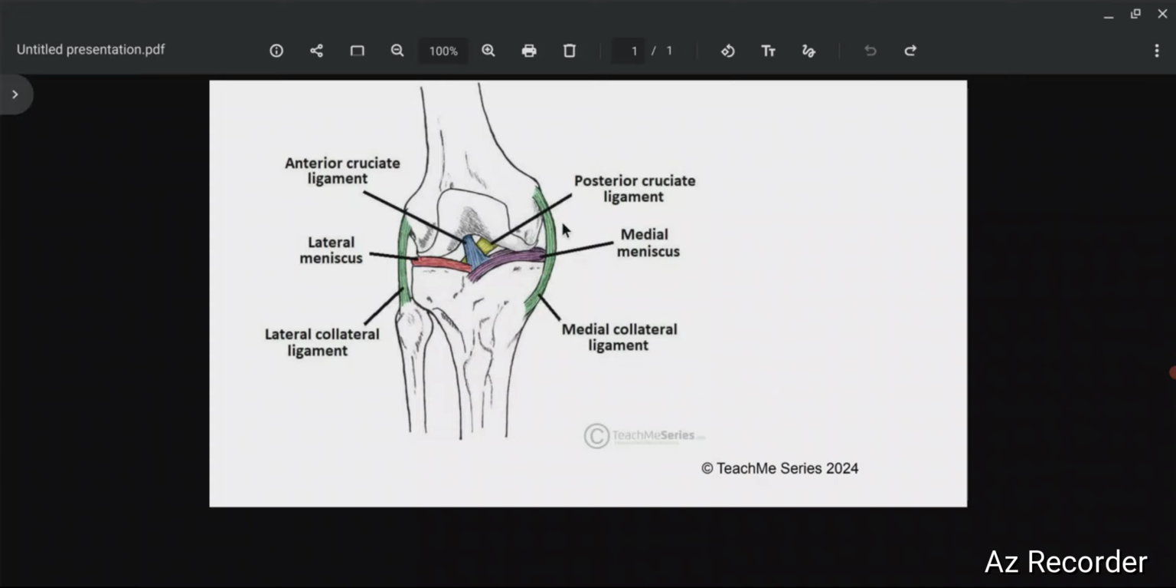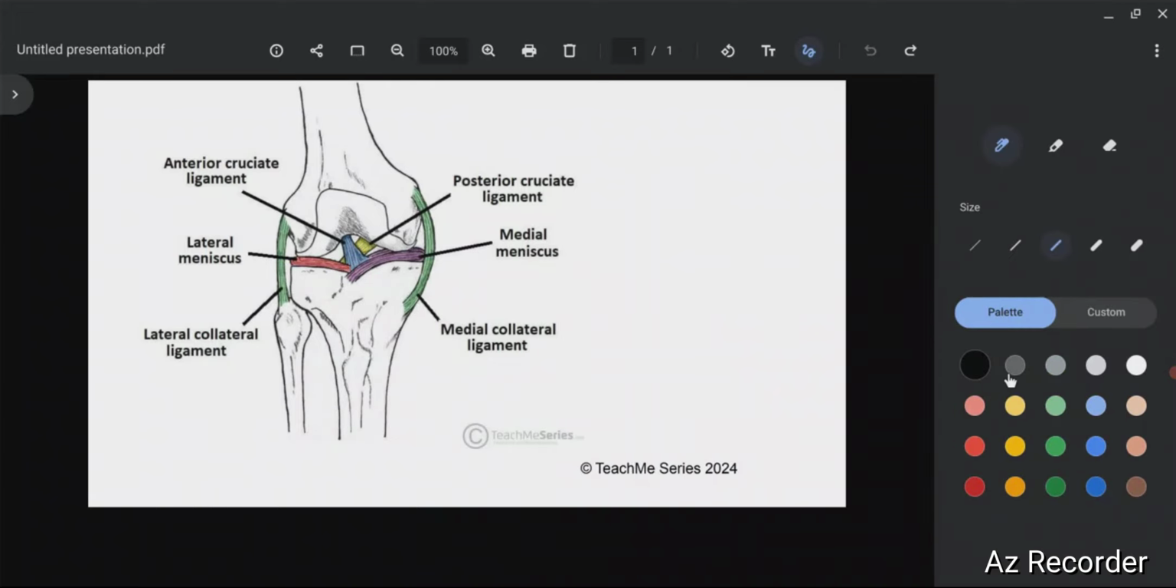The ligament that is present medially is known as the medial collateral ligament, and the one on the lateral side is the lateral collateral ligament. What are the functions of these ligaments? They prevent varus and valgus deformity. Now you should know what varus and valgus deformities are. Just go on Google and search for different pictures, and pause the video here, come back and see the other part of the video which I'm going to tell you now.